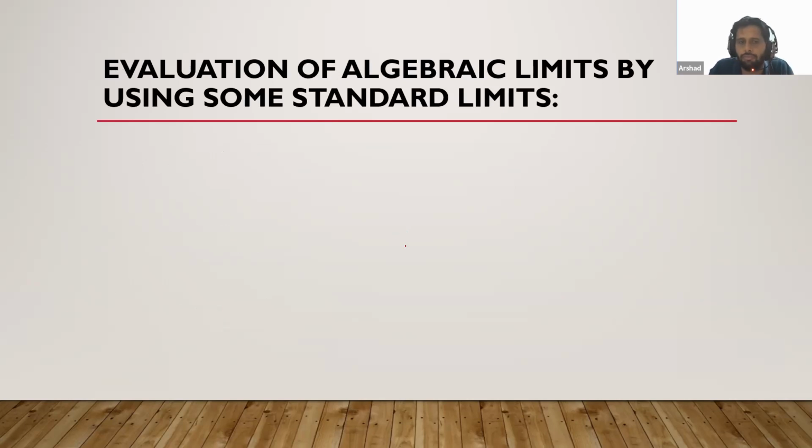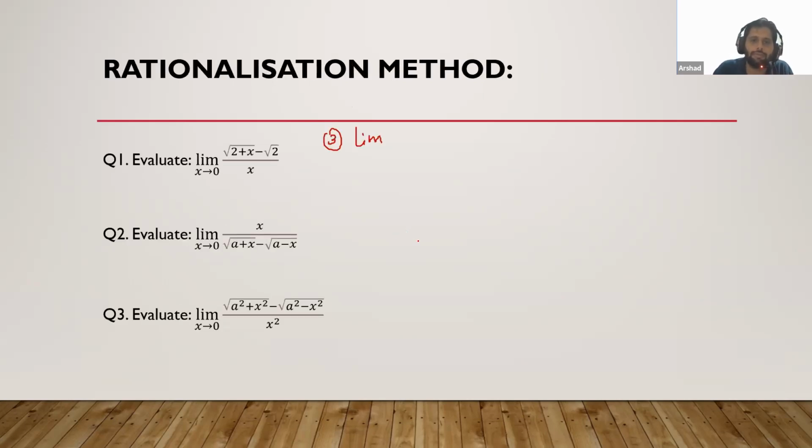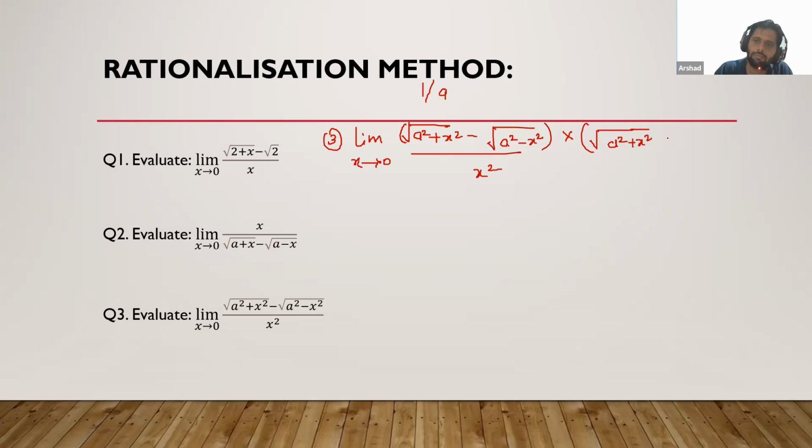Root a or 1? No, that's not correct. Let me solve this. Limit x tends to 0. Fahad, the final answer is 1 by a. Okay. x tends to 0, under root of a square plus x square minus under root of a square minus x square by x square into under root of a square plus x square plus under root of a square minus x square, by under root of a square plus x square plus under root of a square minus x square.